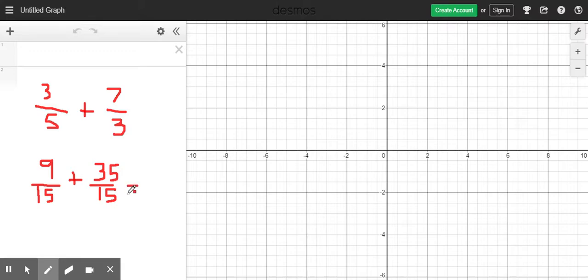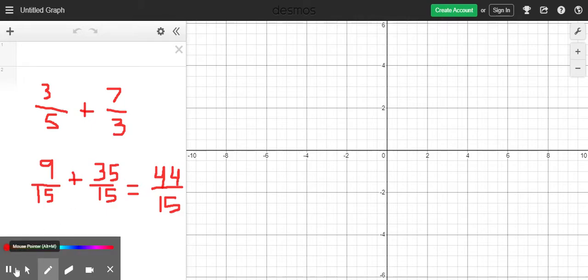So the sum of these two fractions would keep 15ths in the denominator. That's the size of piece we're dealing with. And then 9 plus 35 is 44. So we have 44 15ths.